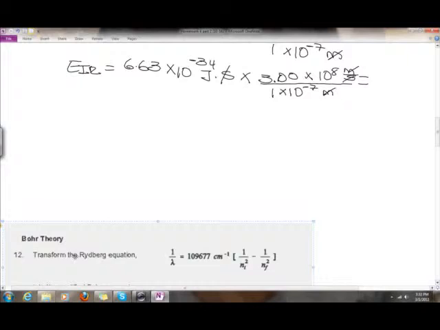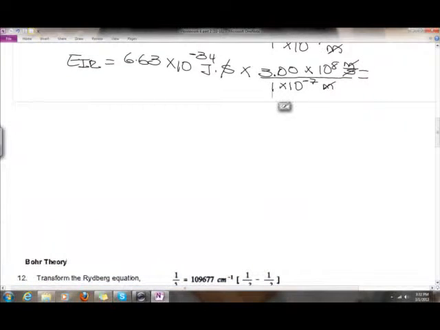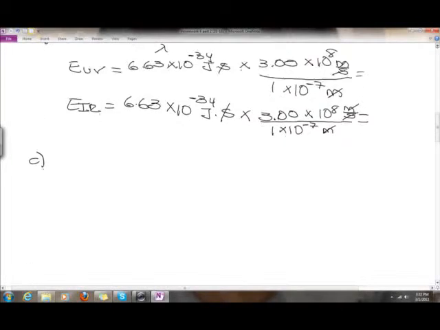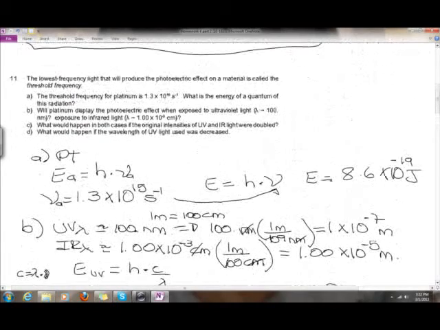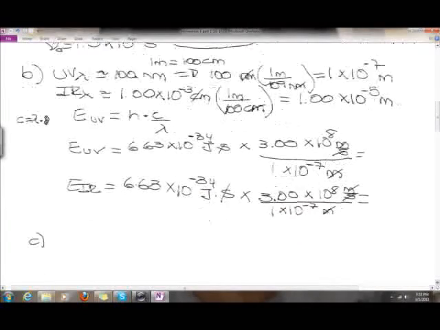Let's move this, and let's go ahead and look at part C. Here, you can analyze each one, but I'll give you the concept. The question is, what would happen in both cases if the original intensity of UV and infrared light were doubled?